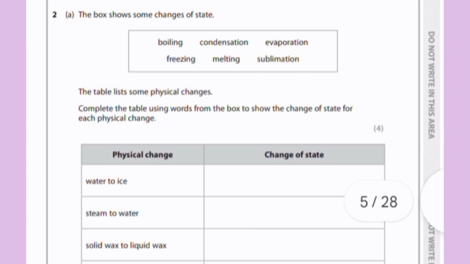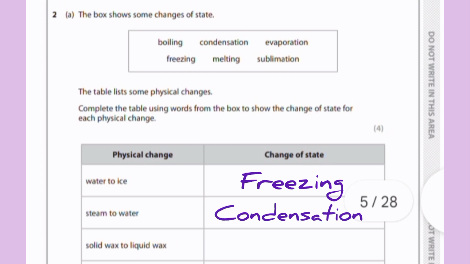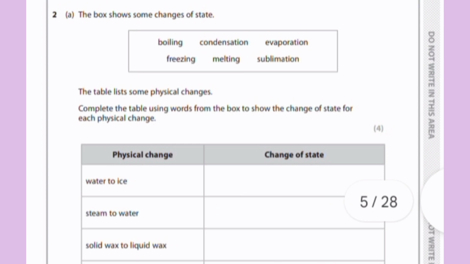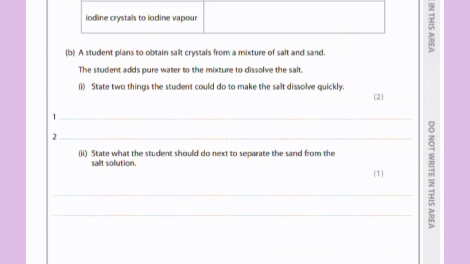The table lists some physical changes. Complete the table using words from the box to show the change of state for each physical change. First we have water to ice, which is freezing. Steam to water is condensation. Solid wax to liquid wax is melting. And iodine crystals to iodine vapor. Crystals are solid and vapor is a gas, so this is sublimation.